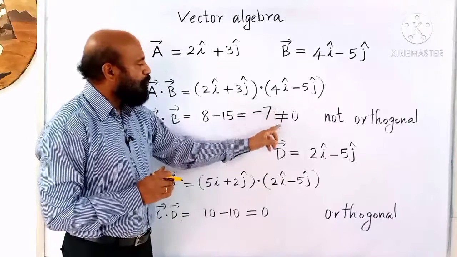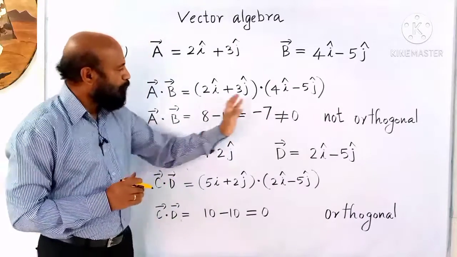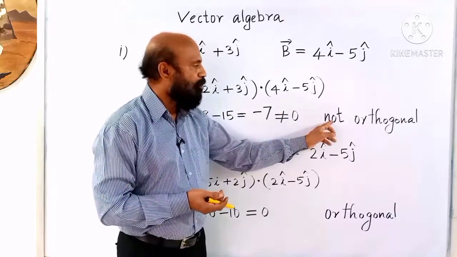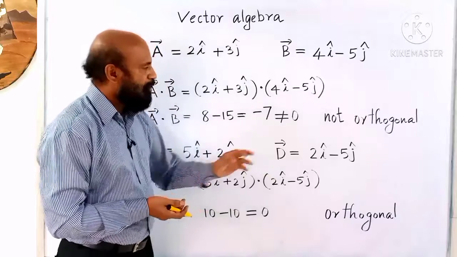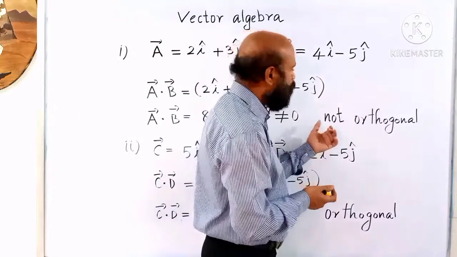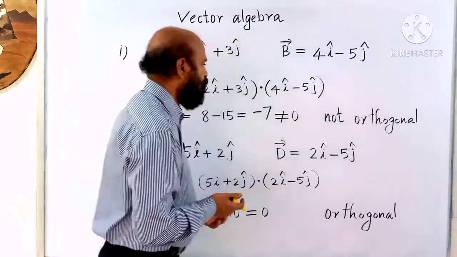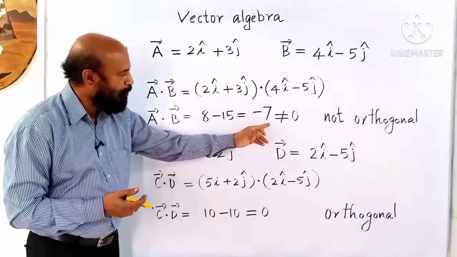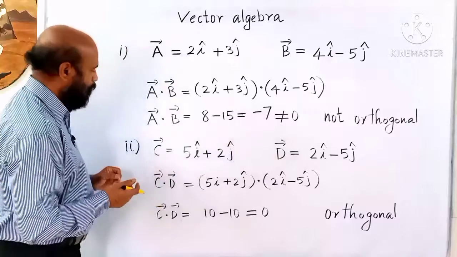So, it is not equal to 0. Dot product is not equal to 0. So, vectors are not orthogonal. Meaning is, they are not perpendicular. If vectors are perpendicular, dot product should be 0. Now dot product is not equal to 0.